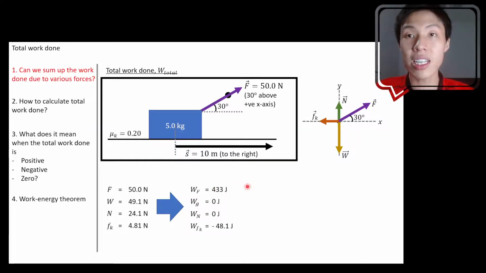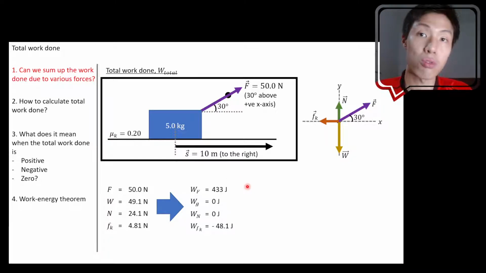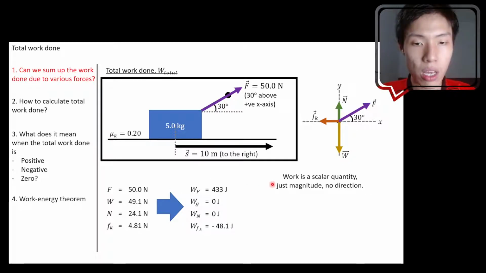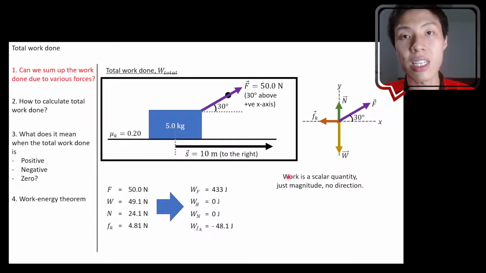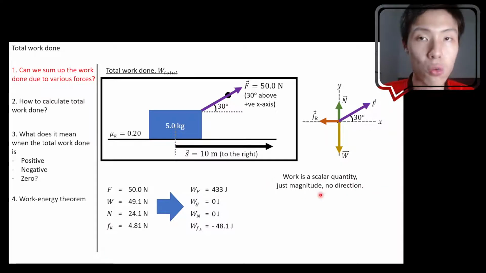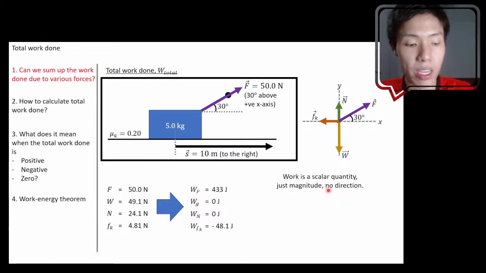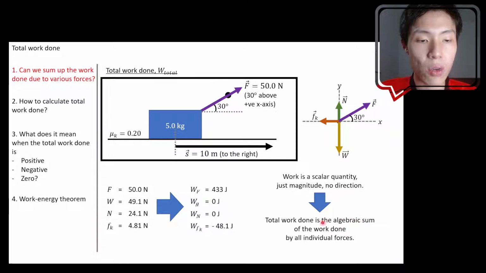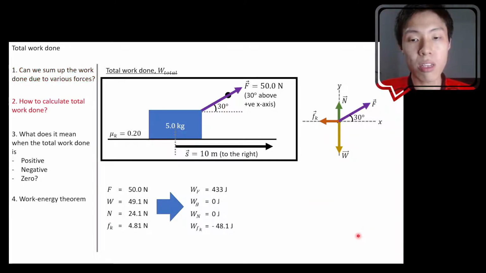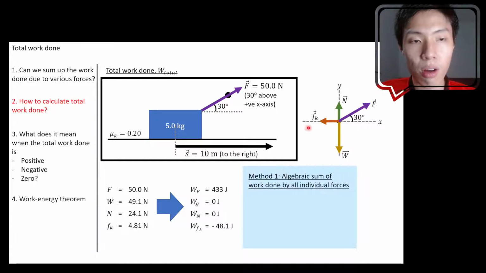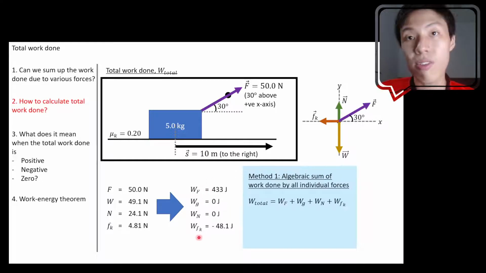Because here, you just add them up arithmetically, just like how you usually add up numbers. Work done is a scalar quantity, it has only magnitude but no direction, and because it has no direction, we have nothing about direction to be careful about. So we can just do an algebraic sum of all the work done by individual forces. What it means is, if you want to find the total work done, or what some people call net work done, of all the forces acting on an object, you can just add up all the work done that we have calculated here.